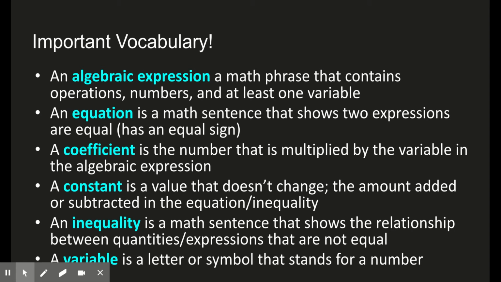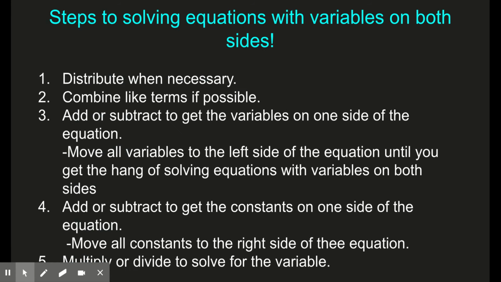An inequality is a math sentence that shows the relationship between quantities, expressions that are not equal, and that one does not have an equal sign. It has the greater than or less than sign, or greater than or equal to, less than or equal to. And a variable is a letter or symbol that stands for a number. Usually you'll see it as an x, but it can be shown different ways, okay? So don't get tripped up if it's a different letter, all right?